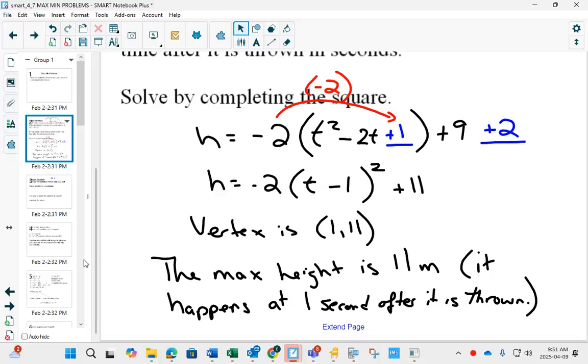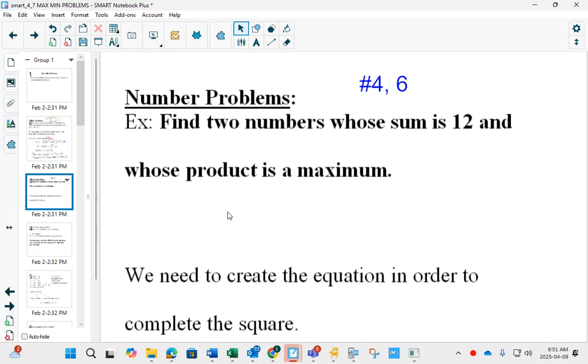So, what happens with ones that are a little bit more complicated? Find two numbers whose sum is 12 and whose product is a maximum. So now no equations are made, and we have to come up with variables for the two numbers. We want a maximum product.